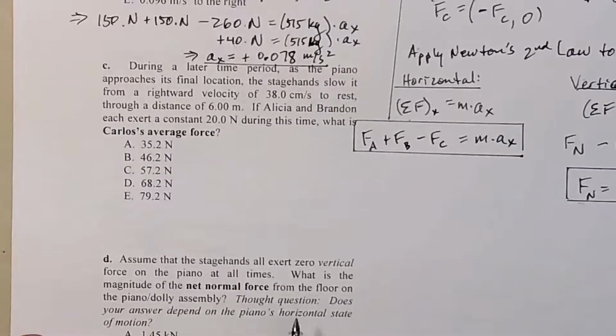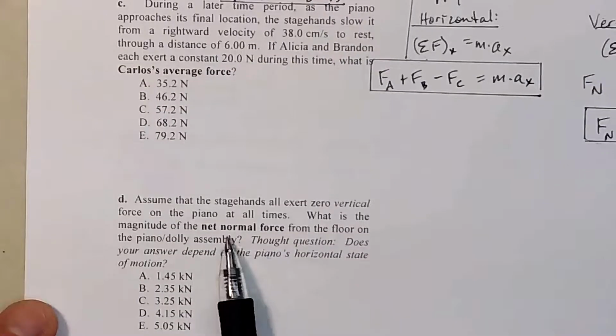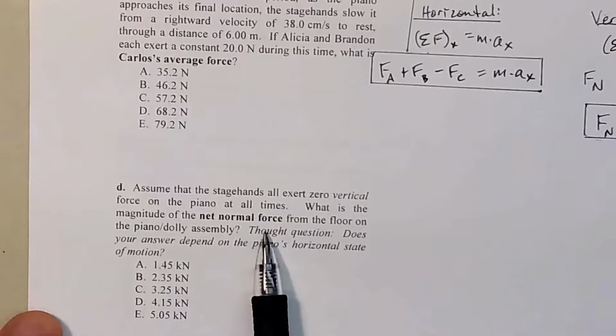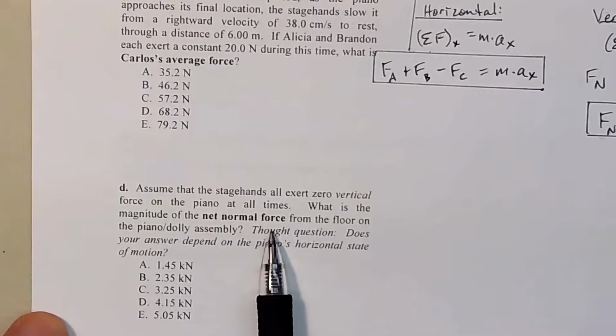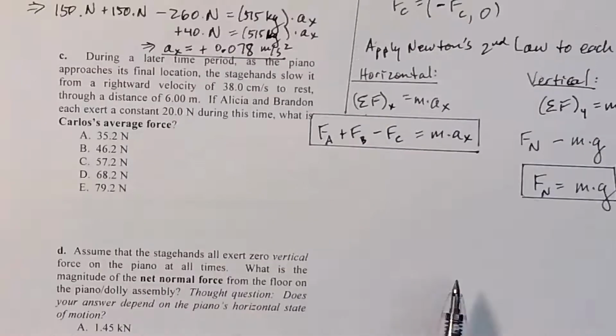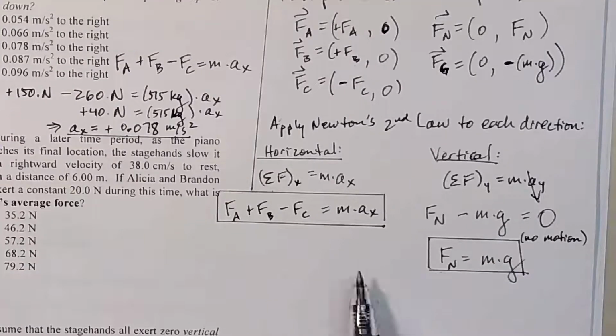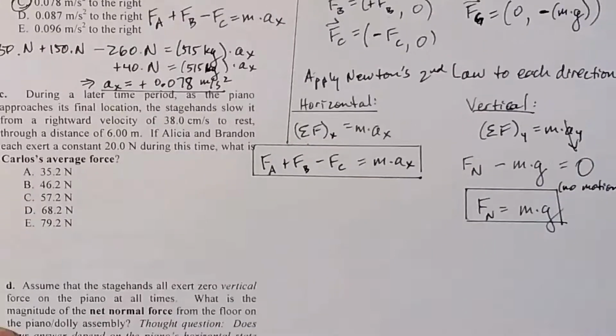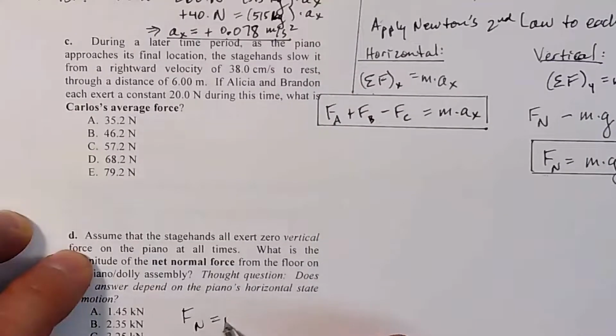And then finally, part D, I'll just jump down here. What is the normal force from the floor at any time during this entire scenario, when the piano's speeding up, slowing down, or moving at a constant speed? Well, going back to our equations, the normal force only appears in the right-hand equation, which is the vertical equation. And it turns out at all times, it's equal to m times g.